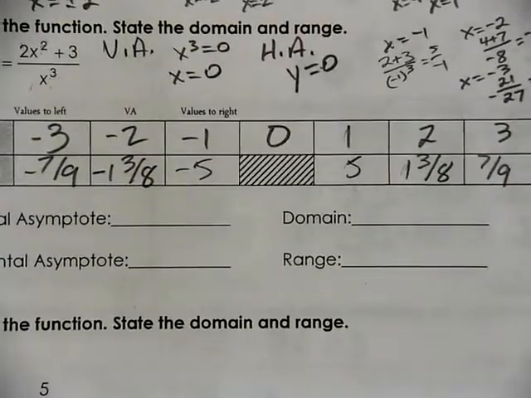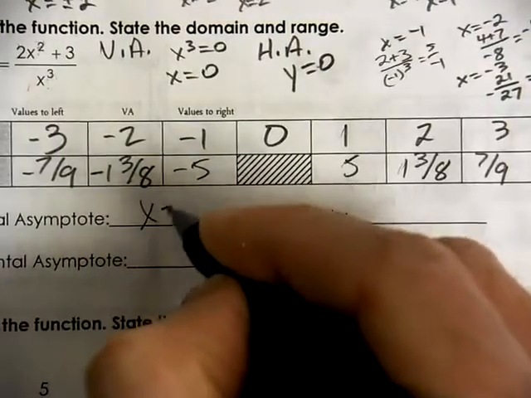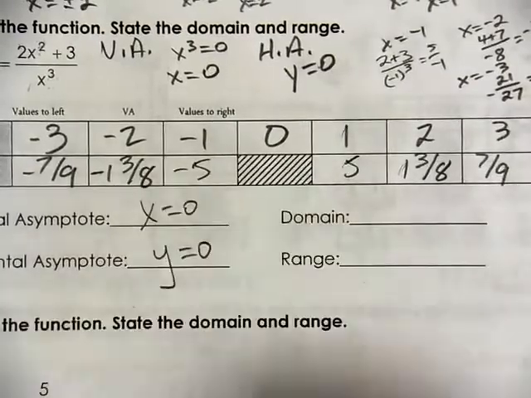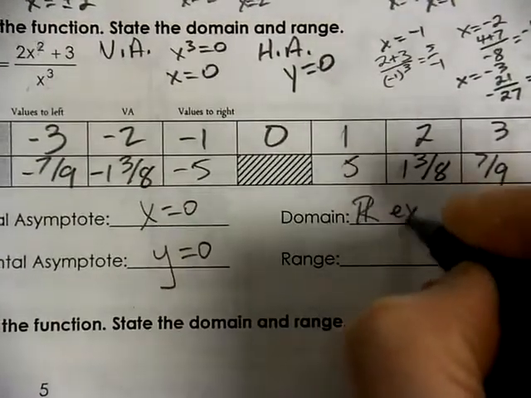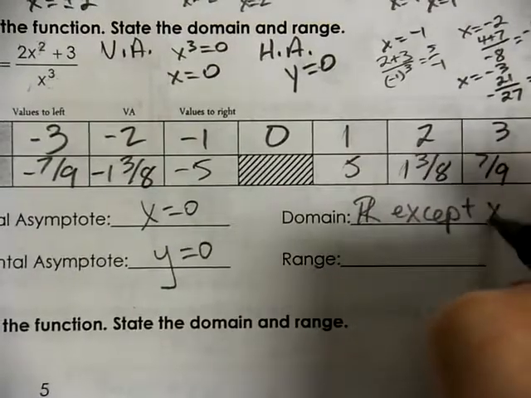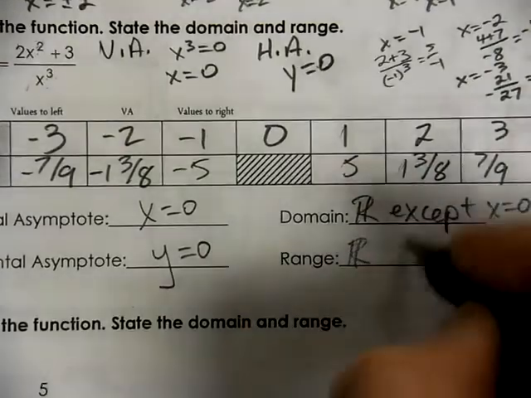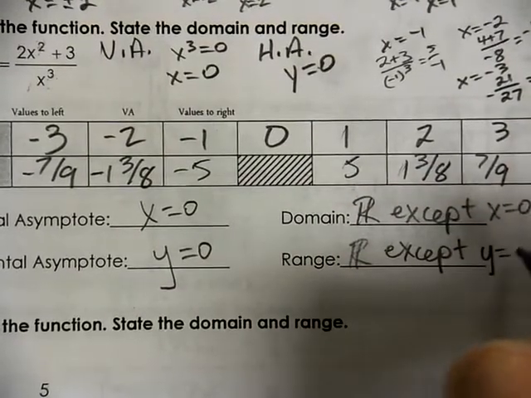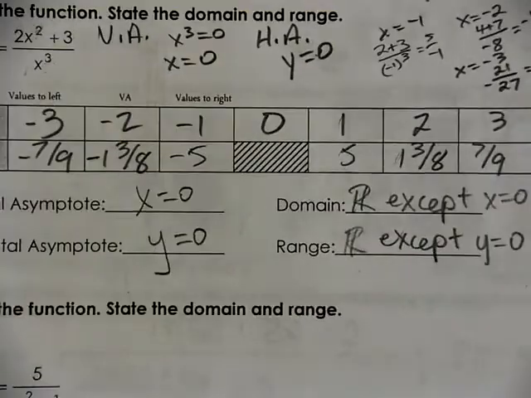To fill in our chart here, the vertical asymptote was x equals 0. The horizontal asymptote was y equals 0. The domain is all real numbers except x equals 0. And the range is all the y values except y equals 0, which is the x-axis.